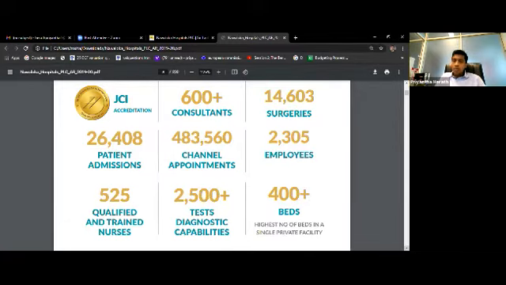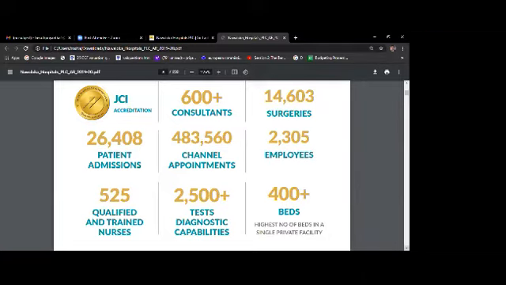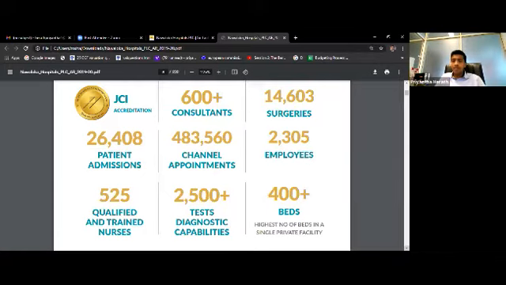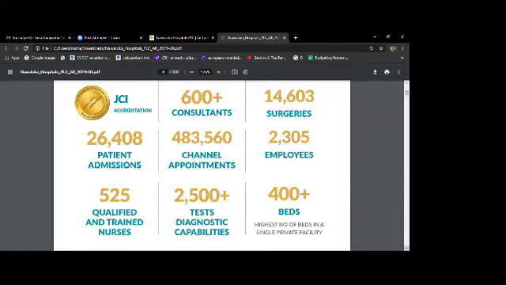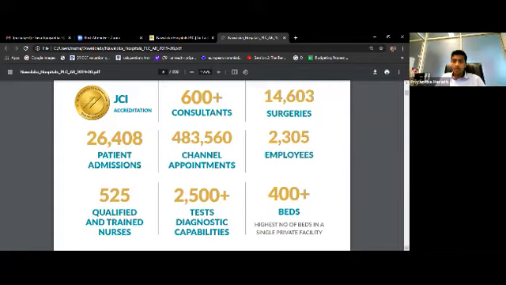So how do you measure the size of a hospital? Number of beds, yes. How do you measure the size of a hotel? Number of rooms, yes. So we use different criteria to assess the size of the organization.